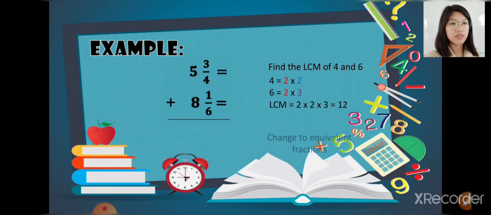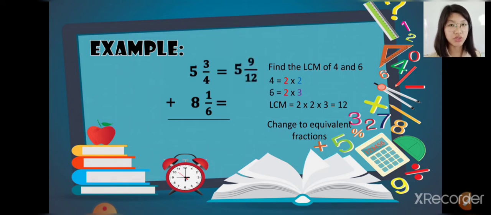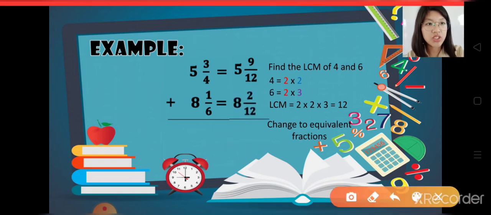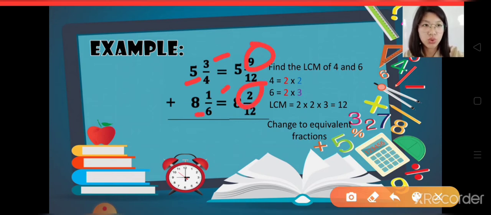Yan. So, change to equivalent fractions. Ang 5 and 3 over 4 magiging 5 and 9 over 12. Bakit? Yung 12 na LCD, i-divide natin siya sa denominator ng fraction, which is 4. So, 12 divided by 4 will give you 3. 3 times sa numerator, which is 3. 3 times 3 will give you 9. Next, 12 divided by 6 will give you 2. 2 times 1 will give you 2. Tandaan, kapag denominator, dinidivide. Kapag numerator, tina-times.